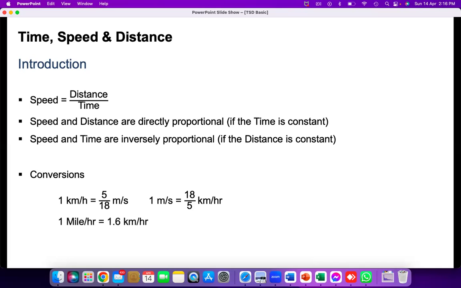And 1 mile per hour is equal to 1.6 kilometer per hour. These are the conversion ratios, conversion formulas you need to remember, because every now and then you won't be able to derive them. So remember, 1 kilometer per hour is equal to 5 by 18 meter per second, and 1 meter per second is equal to, you just inverse it, 18 by 5 kilometer per hour. And 1 mile per hour is equal to 1.6 kilometer per hour.